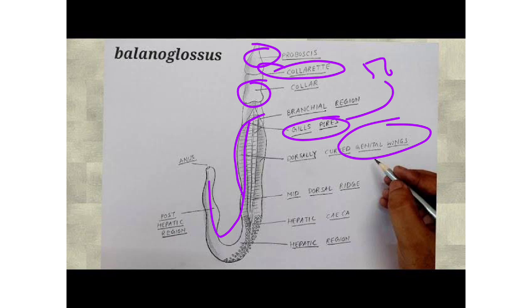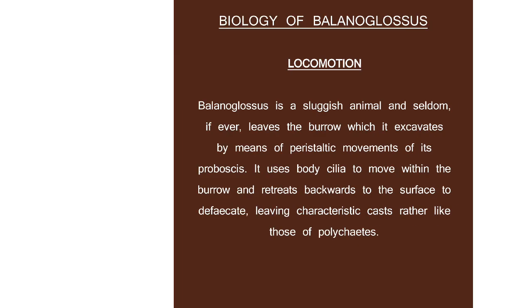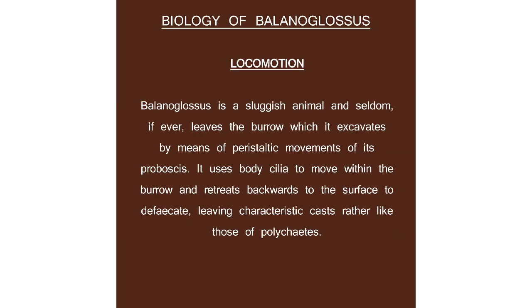Now, if you check very well, they have hepatic ceca. The hepatic ceca is used for what? It is used for respiration as well. Are you getting me now? Which we'll be mentioning as we are proceeding. Now, Balanoglossus is a sluggish animal, but if they ever leave their burrow, they move by the peristaltic movement of the proboscis. They move by the what? By the peristaltic movement of the proboscis.